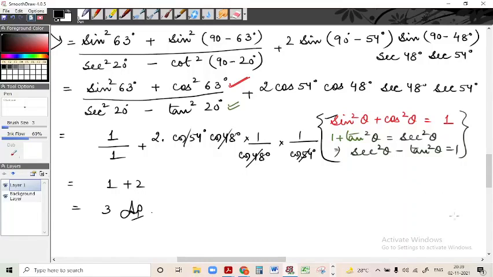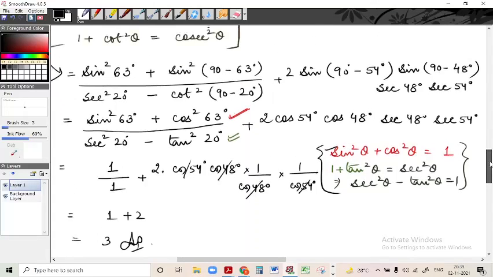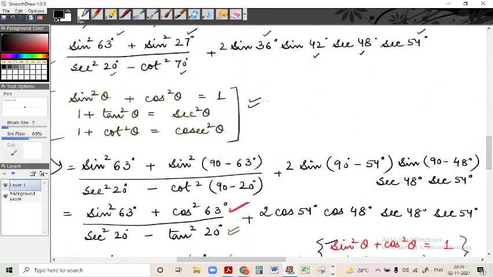As I said, we will do a few questions based on these identities. There are a variety of questions which you should practice, because these are very good questions for your mathematics aptitude. Let us do a few questions based on this part.